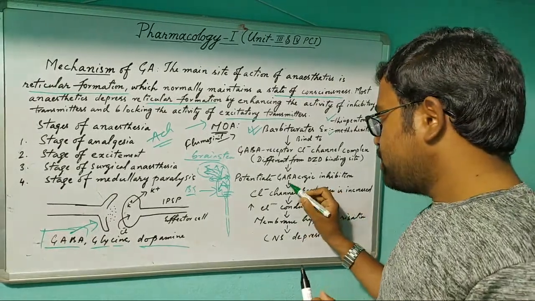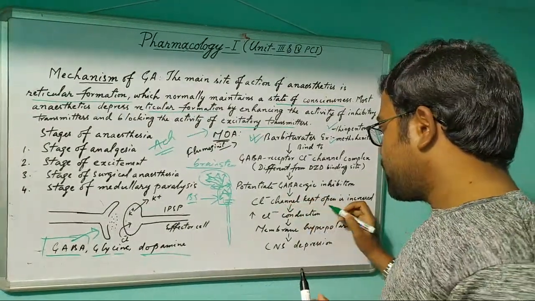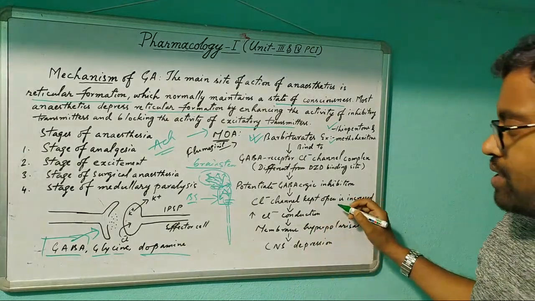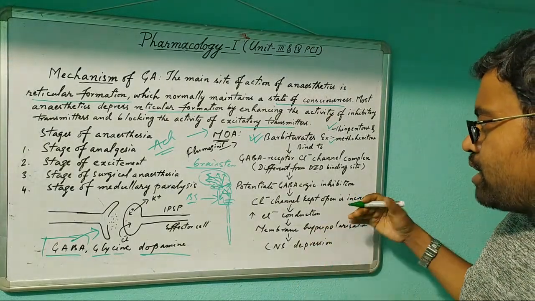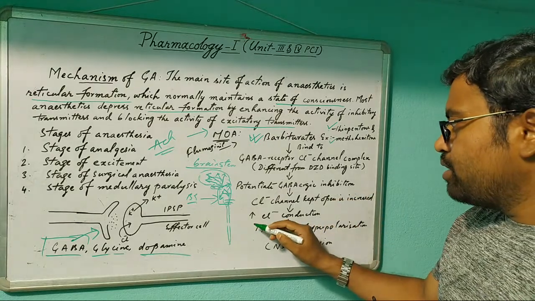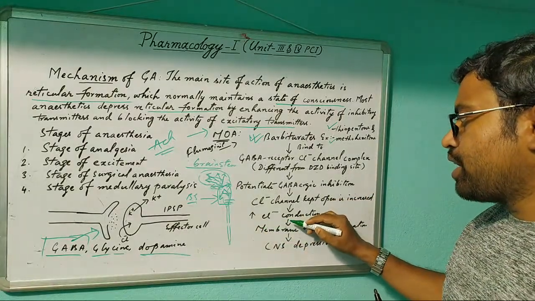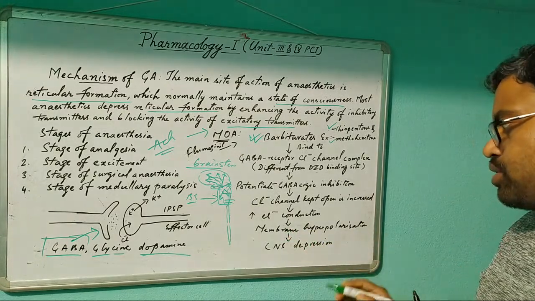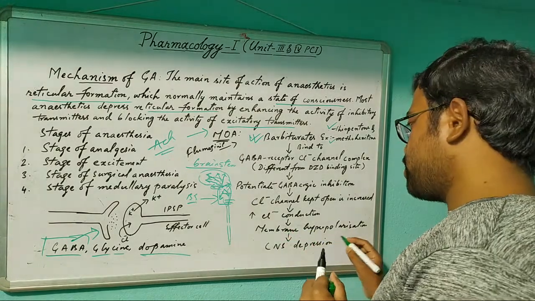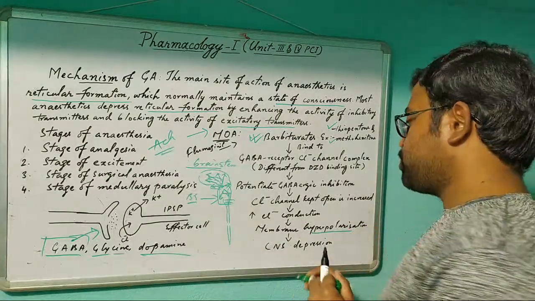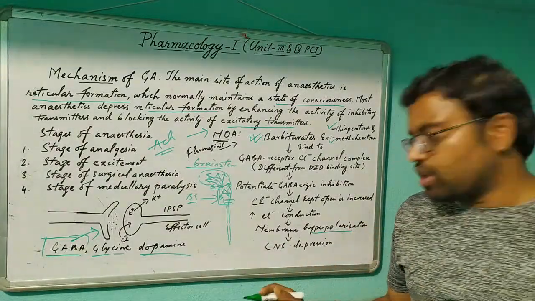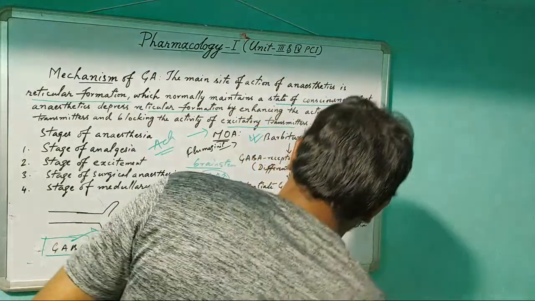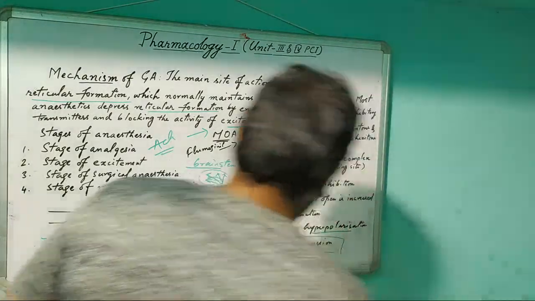Next, after that, the chloride channel being kept open is increased. So the chloride channel is opening more, and chloride ion conduction is increased. Then membrane hyperpolarization occurs. Membrane hyperpolarization means inhibition of the neurotransmission. Then the CNS will be depressed. CNS means the central nervous system's activity will be depressed.